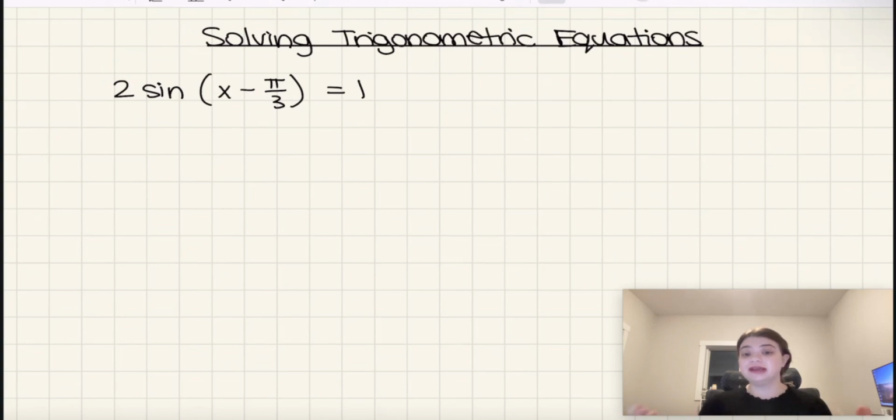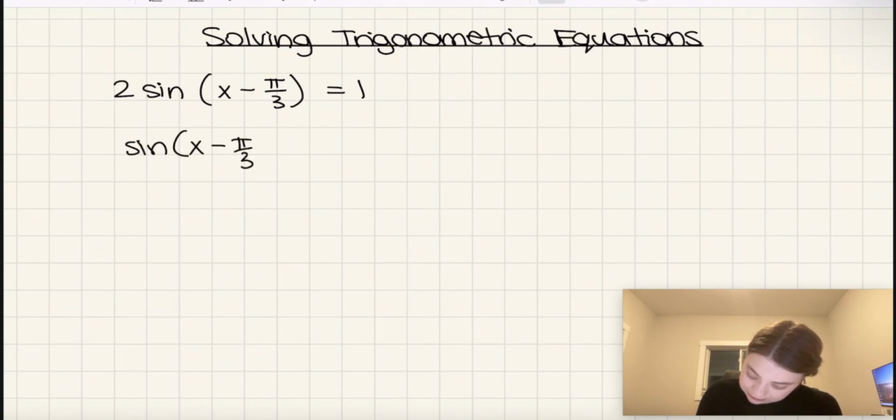Okay, so first thing is we want to isolate the trig ratio of sine of x minus pi over 3. So to do that, I'm just going to divide both sides by 2 and get that sine of x minus pi over 3 is equal to 1/2. So that's the first thing.